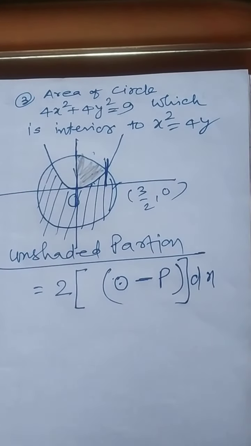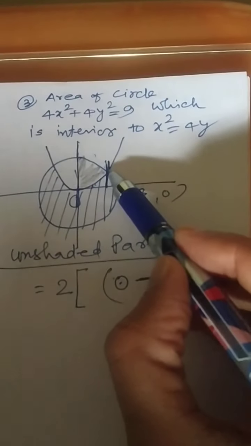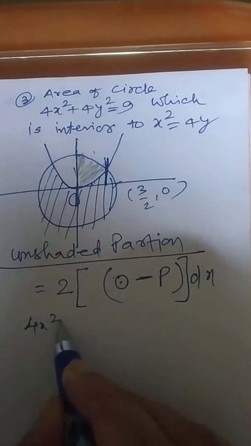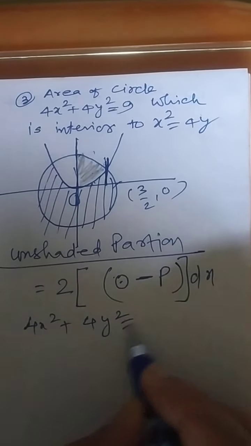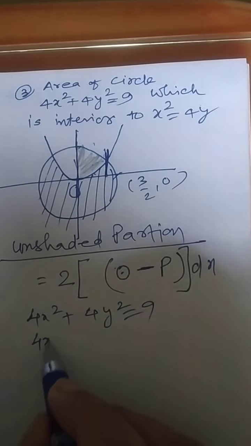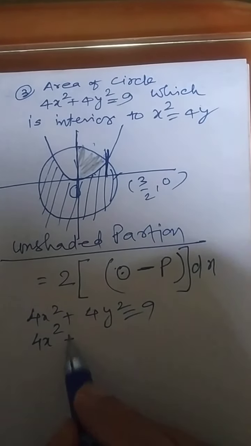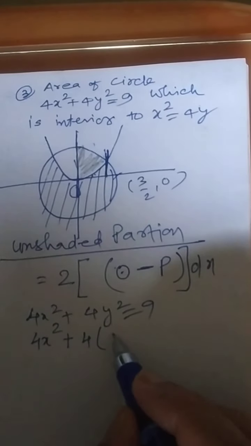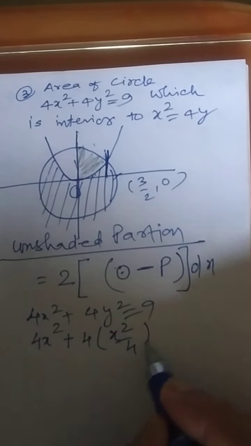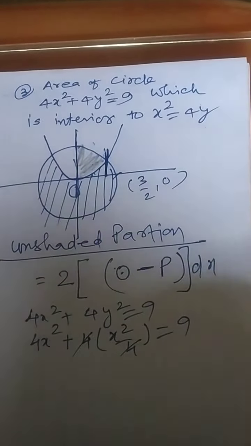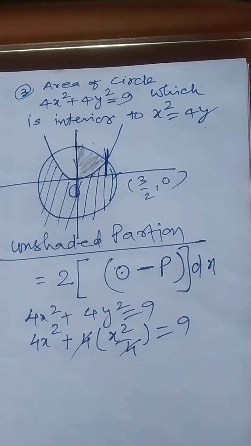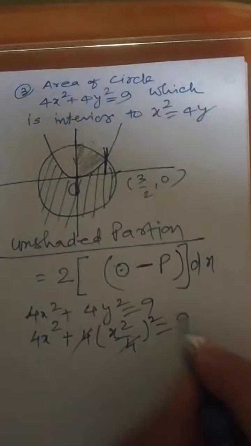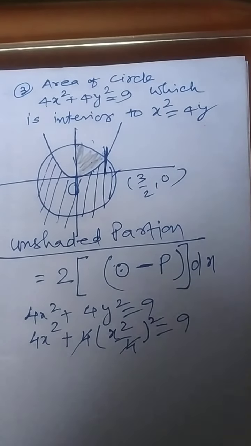Now I should tell you how to get this. This point is nothing but solving this. Now 4x square plus 4y square will be equal to 9. 4x square I am just keeping as it is, plus the value of y here, 4. The value of y will be nothing but x square by 4, will be equal to 9. This will be getting cancelled. Is it getting cancelled? That is the value of y. It will be y square there. Okay.